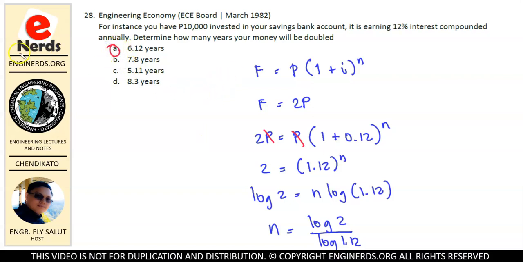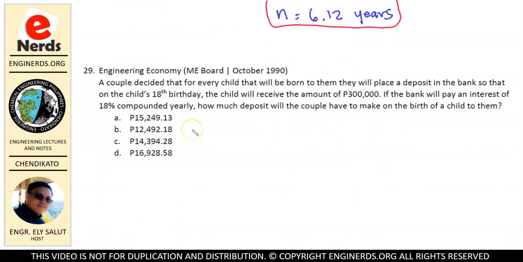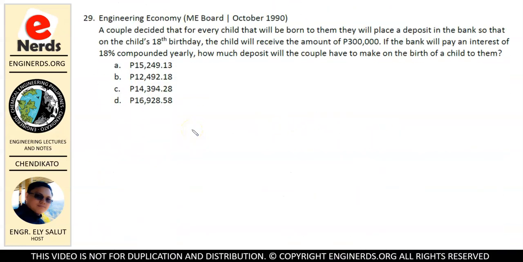Alright, so let's go to problem number 29. Again, this is an engineering economy problem na lumabas sa ME board noong October 1990. A couple decided that for every child that will be born to them, they will place a deposit in the bank so that on the child's 18th birthday, the child will receive the amount of 300,000 pesos. If the bank will pay an interest of 18% compounded yearly, how much deposit will the couple have to make on the birth of the child to them?